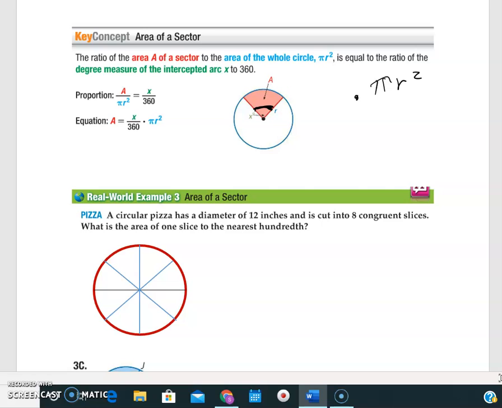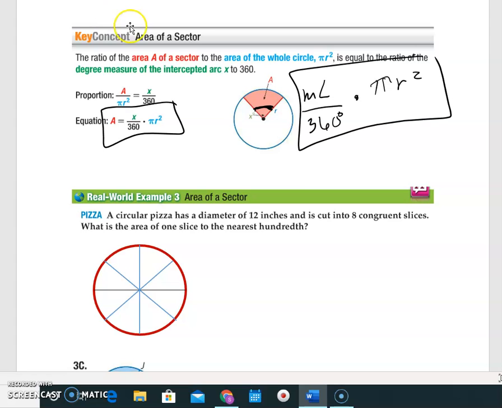And so whatever that angle measure is, the measure of the central angle over 360 degrees, because we know there's 360 degrees in a whole circle. That's what we're going to use: the measure of that central angle over 360, and then times the area. And you can see that's what our equation is. That's what we're going to use here too.